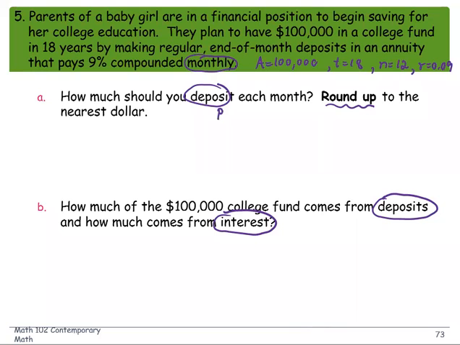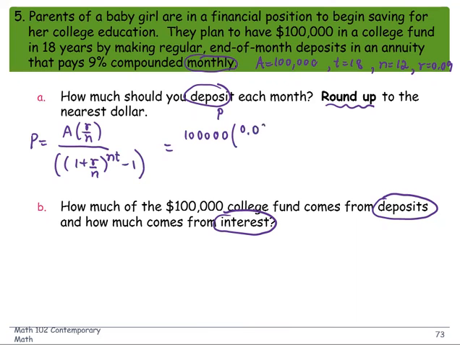To compute the P in part A, P equals A multiplied by the quantity R over N, divided by open parenthesis, 1 plus R over N raised to the power NT, minus 1, close the parenthesis. We have A as $100,000 multiplied by R or 0.09 divided by N, which is 12, all divided by the quantity, open parenthesis, 1 plus 0.09 divided by 12, raised to the power 12 multiplied by 18, subtracted by 1, close it, and then enter in the calculator.